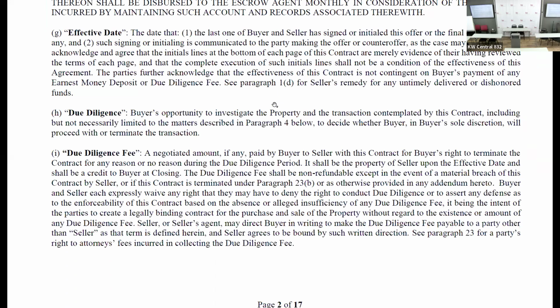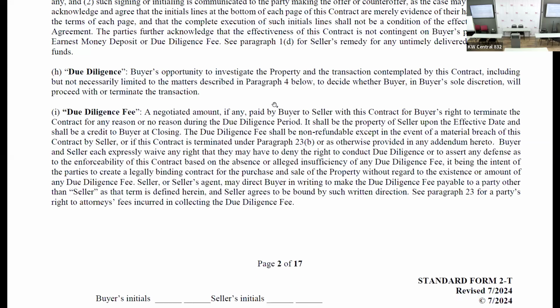We know what due diligence is, and what the due diligence fee is. The buyer has the right to terminate the contract for any or no reason during the due diligence period. The due diligence fee is non-refundable unless two things happen: you close and then you get it credited back, or if there's a material breach by the seller.